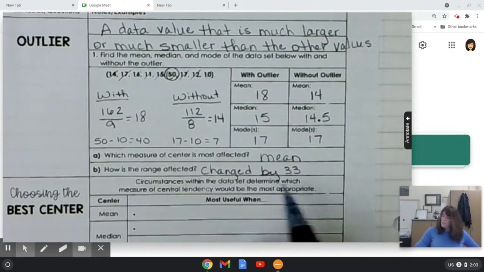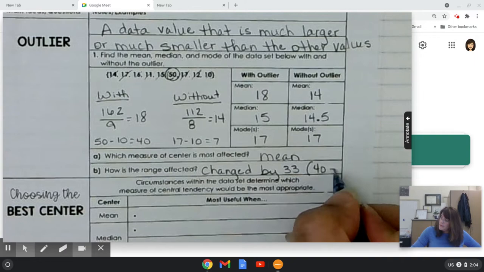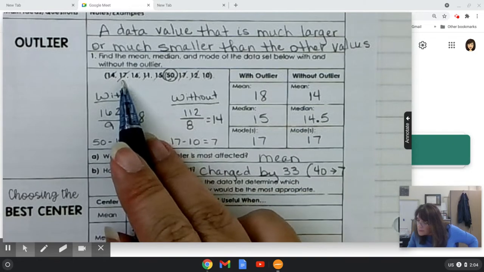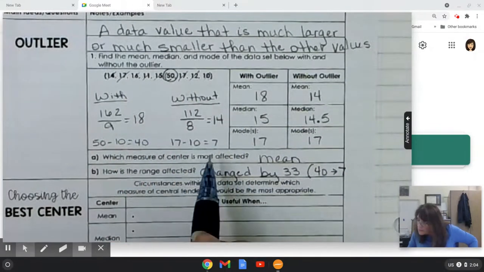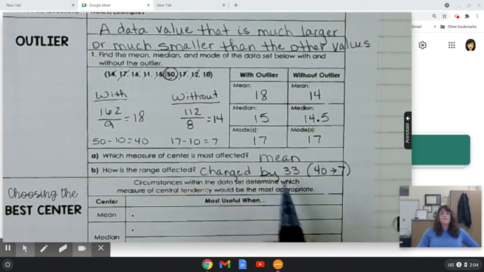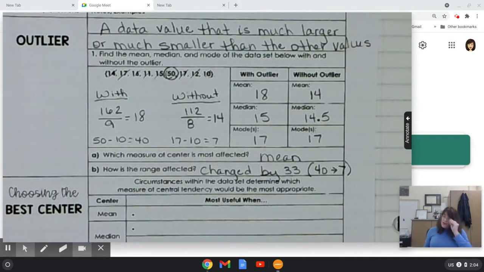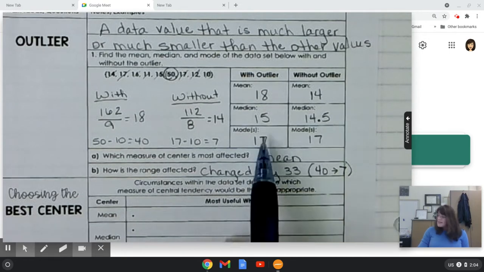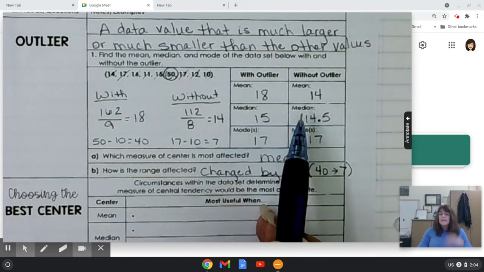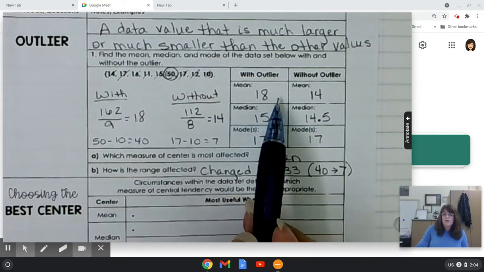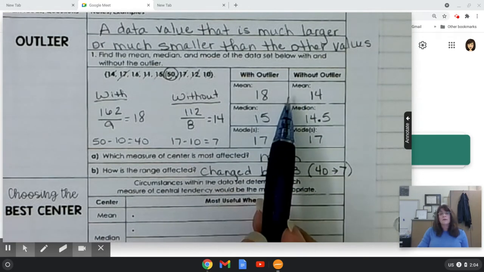Okay. Or 40 to, oh, I'm sorry. Is there a 7 in there? Maybe I was mistaken. No, from 40 to 7. Yeah, for the range. Okay. So as you can see, an outlier doesn't really affect the mode. It doesn't affect the median a lot. Median is a great measure of center choice when we have an outlier. The mean, the average, is affected quite a bit by an outlier.